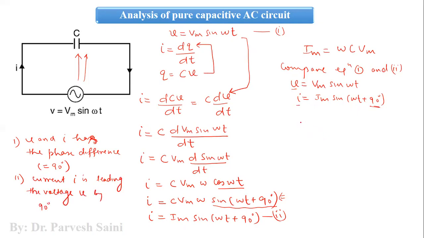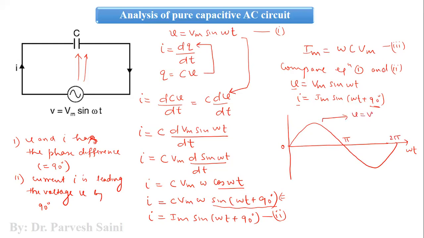So if we have to draw its waveform, let us draw the waveform here. Mark this as equation number 3 first. Let us draw the waveform against omega t, because voltage is the reference here. This is v is equal to Vm sine omega t. So it would be like this. This is 0, this is pi, this is 2 pi. And this is the voltage v is equal to Vm sine omega t.